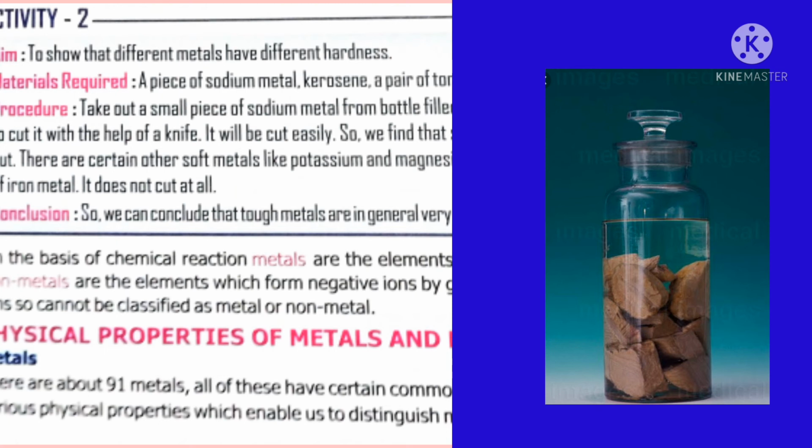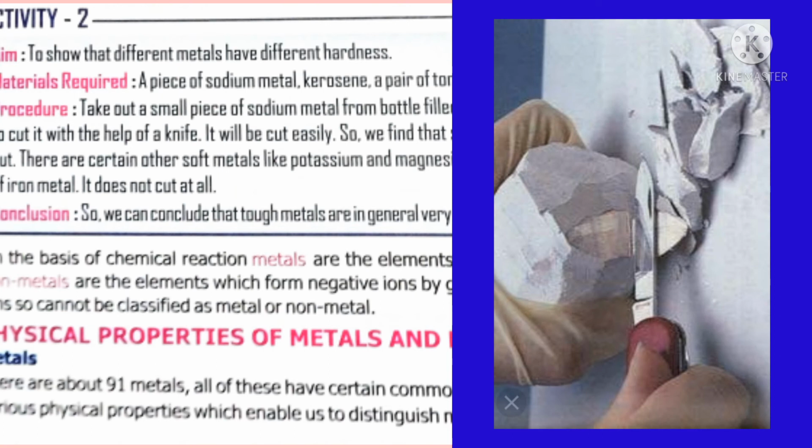Now take out a small piece of this sodium metal from the kerosene with the help of a pair of tongs and cut this metal with the help of a knife. We can cut it like this. So what do you understand? Sodium metal is not too hard, so we can cut it with a knife easily. In the same manner, you are going to cut metals like aluminium, magnesium, copper, and nickel. They do not cut at all. So we can conclude that different metals have different hardness.